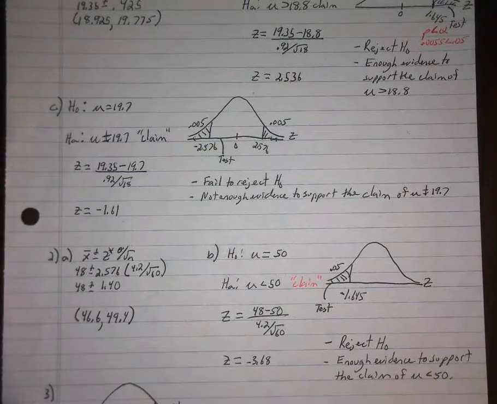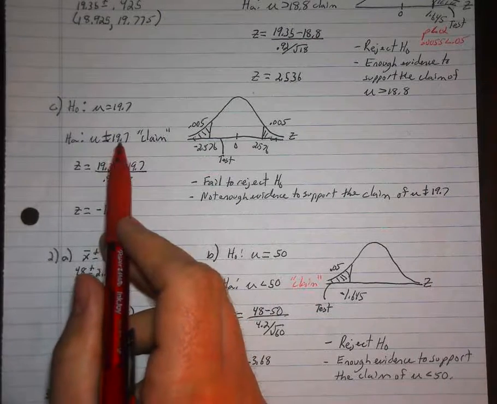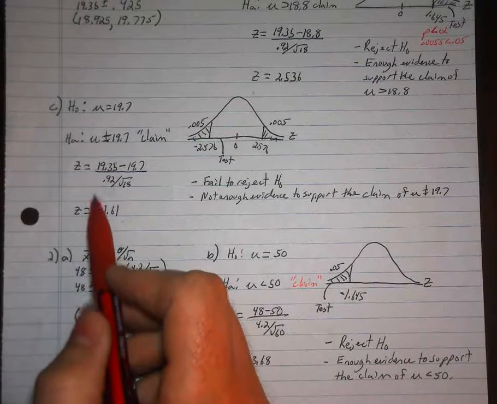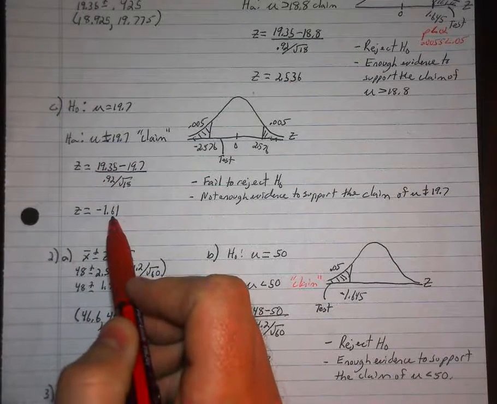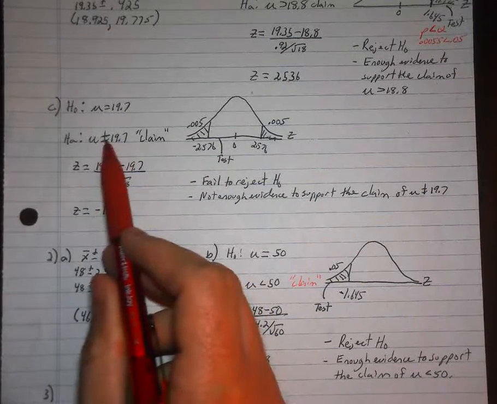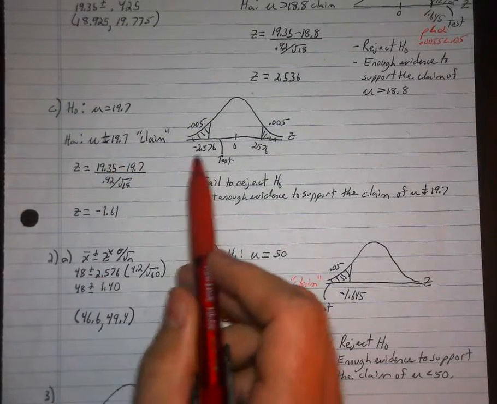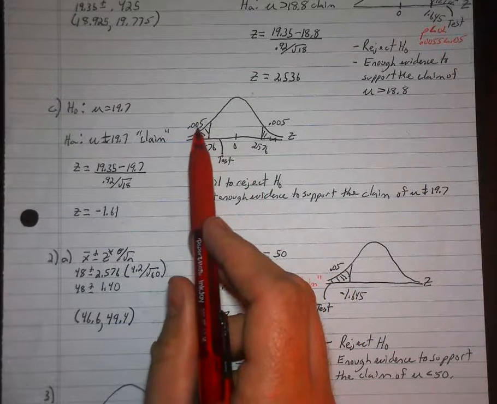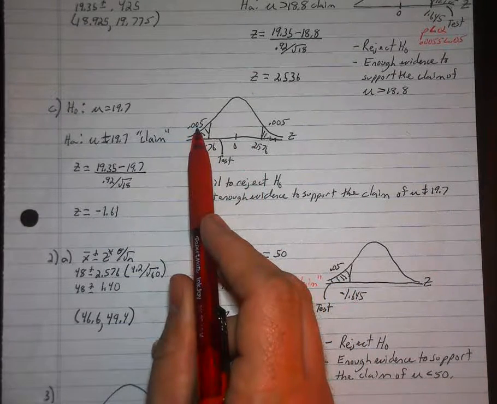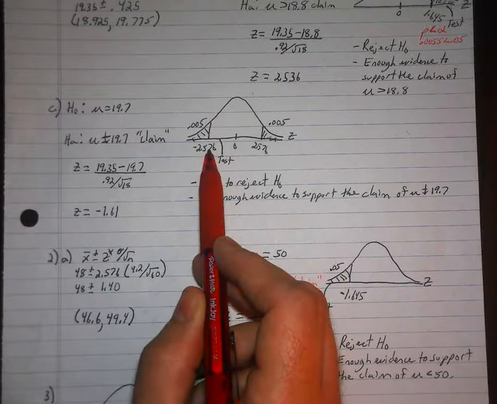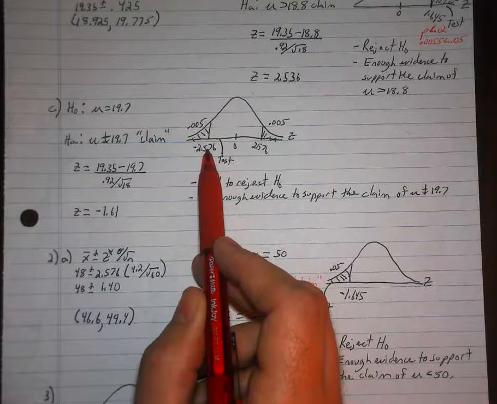Part C was just testing the claim that the mean is different than 19.7 cubic centimeters. If you calculate the test statistic for that, you get negative 1.61. In this case, because mu does not equal 19.7 in the alternative, it's a two-tailed test. So divide the alpha, which was 0.01, by 2 to get 0.005, and that gives you critical numbers of plus or minus 2.576, or 2.575, depending on the table that you're using.